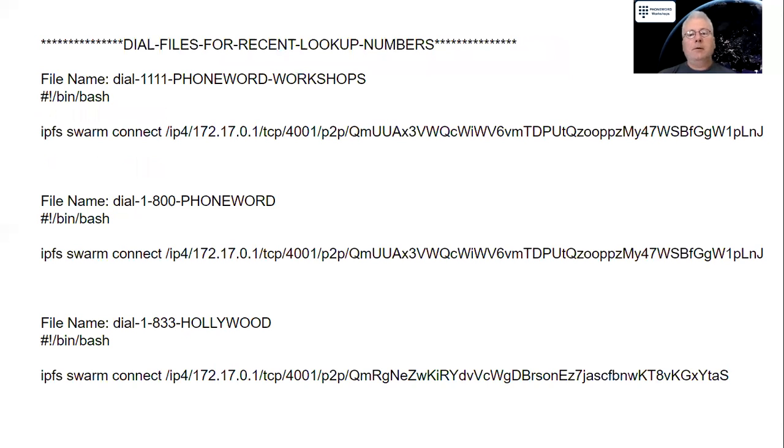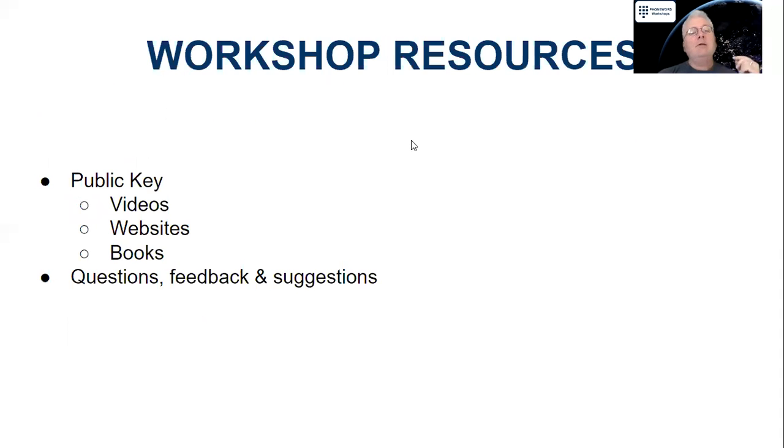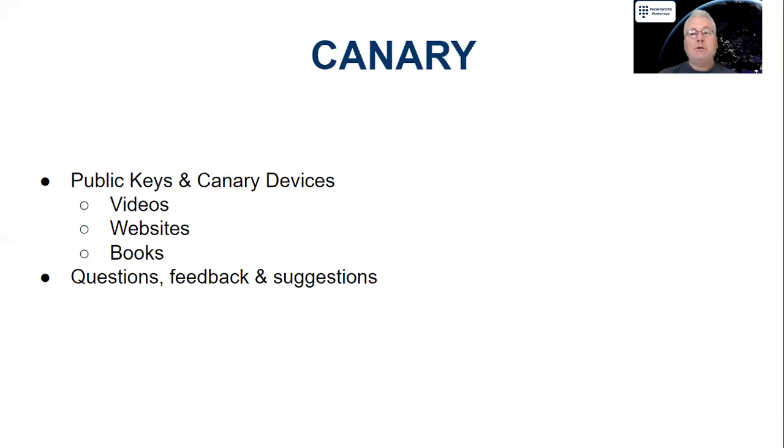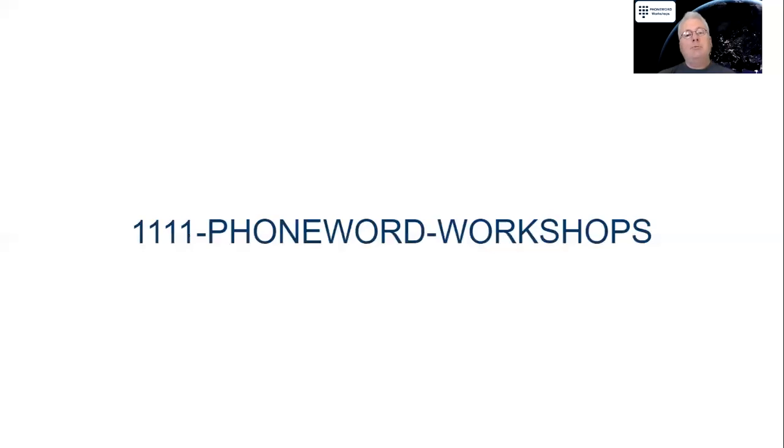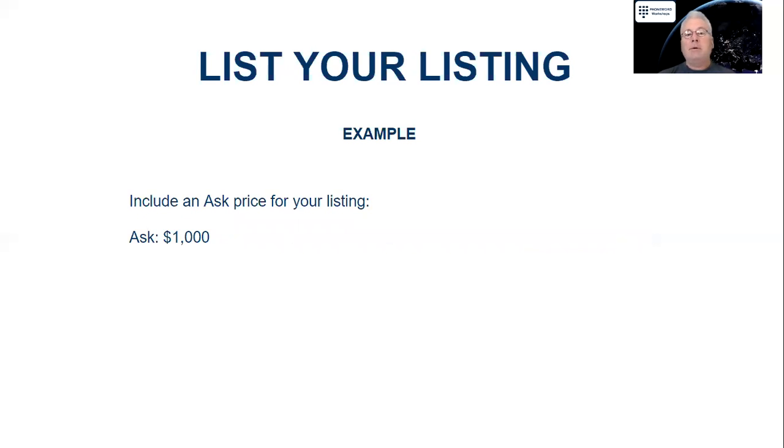Here's kind of a sketch of the global directory where we're taking human-friendly phrases like 1111 PHONEWORD Workshops, and pairing that with machine-friendly addresses like this long address that starts with QMU. We've covered this in other sessions, so I'm not going to go over it much. In the PHONEWORD Workshops resources, you can find various videos on how public keys work on websites and books. And you can also learn about the Canary, which is a mesh network of hardware devices that we are running the global directory on, both as a prototype as well as a scale up to production. You can find us at 1111 PHONEWORD Workshops, assuming that you're connected to the libp2p pub/sub channel, and we've done video sessions on how that works.